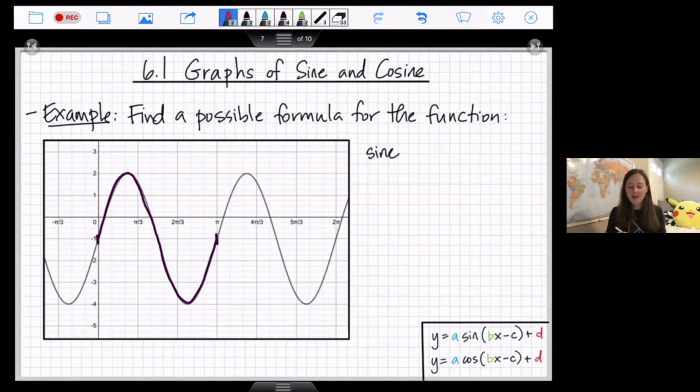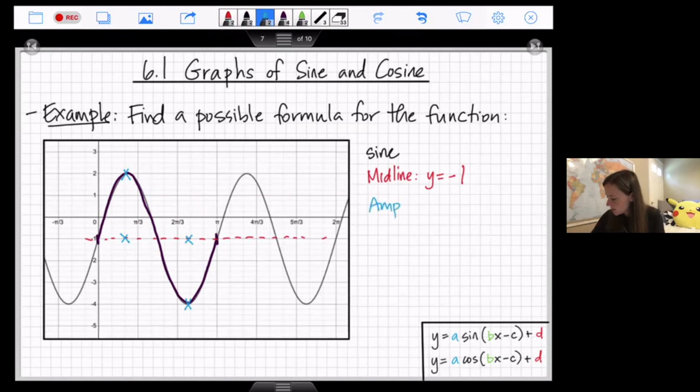Let's identify our midline. We started at -1 and ended up there. That looks like the middle point of the graph. So our midline is y equals -1. That's going to be our d value. Amplitude, we want to measure from a maximum down to the midline, or from the midline to a minimum. All right, and that looks like we're going from -1 to 2, that's 3 tick marks, or from -1 down to -4, still 3 tick marks. So our amplitude is equal to 3.